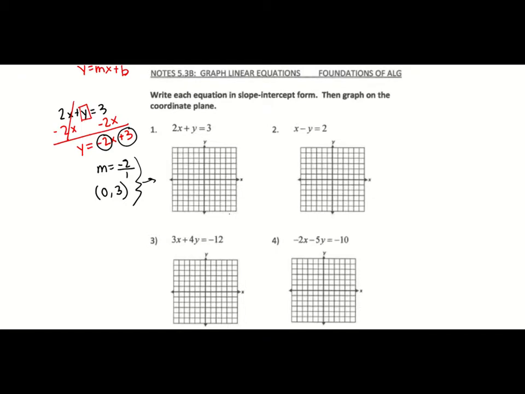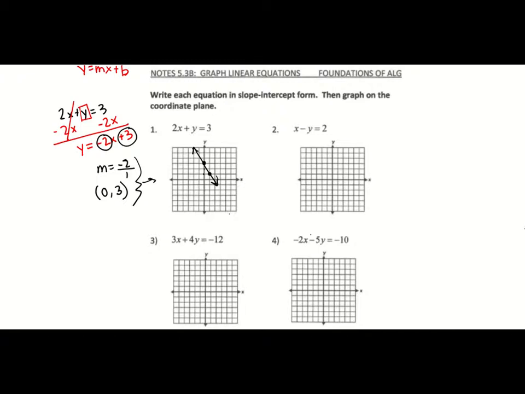So I have 0, comma 3, 1, 2, 3. That means I'm going up 3. And then my slope is a negative 2 over 1. So that means I'm going to go down 2 and over 1. And that's my answer for number 1.